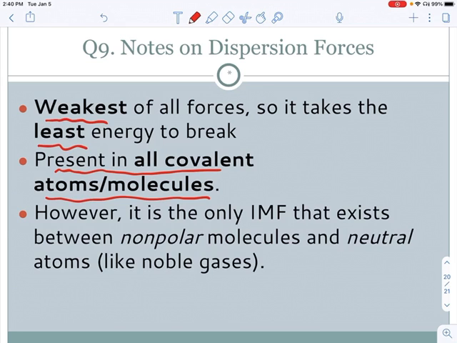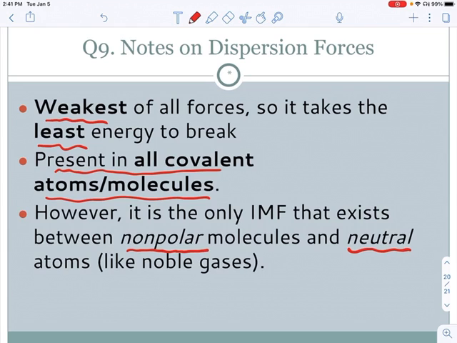Substances that only have dispersion forces tend to boil very easily, and a lot of them exist as gases at room temperature because they don't take much energy to break those forces. And it is the only IMF that exists between nonpolar molecules and neutral atoms.